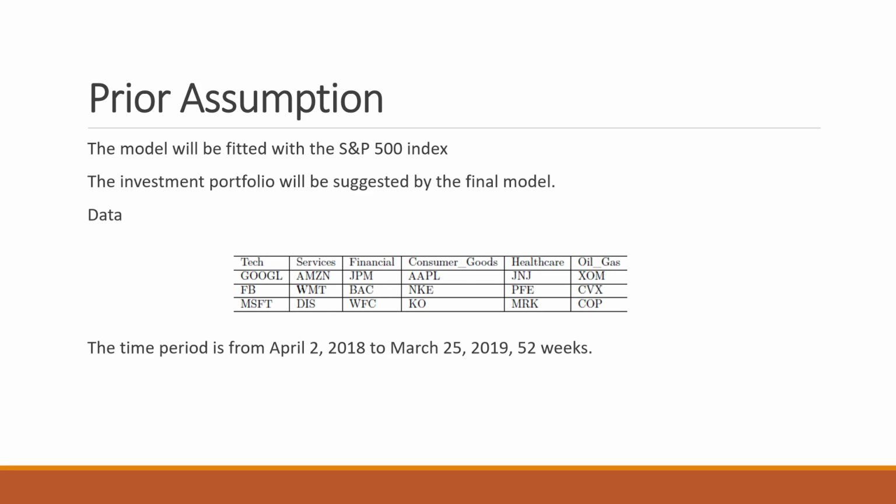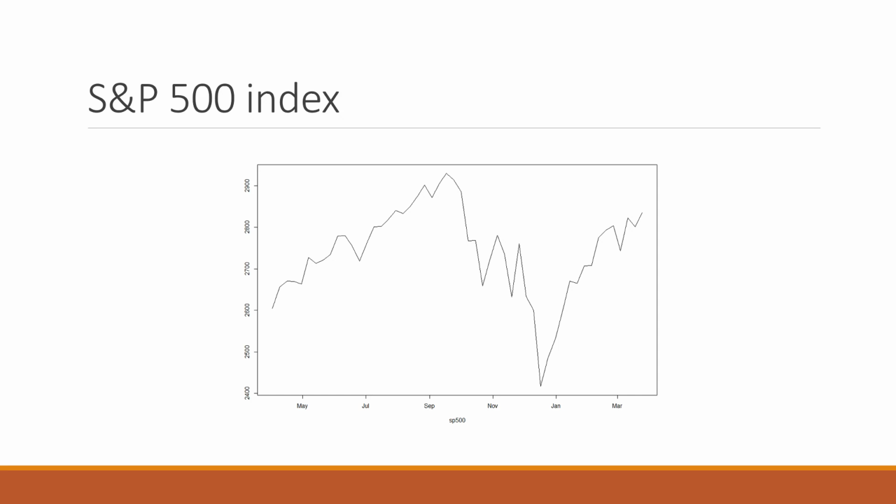The time period used for this project is from April 2018 to the end of March 2019. The data are weekly data, covering all 52 weeks of the year. This is the weekly final price data for the SP500 index.